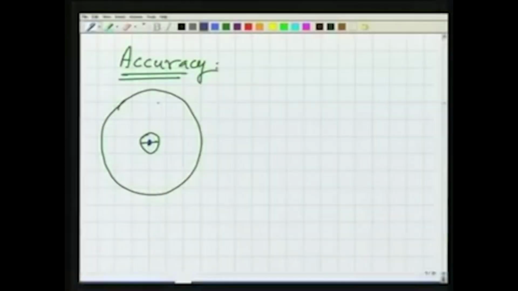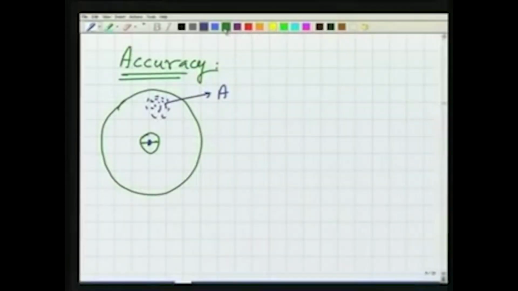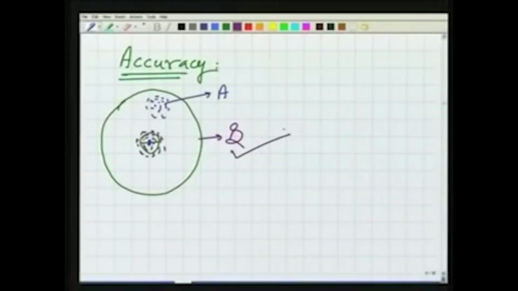Now, in one case you fire here. Let us say the fireman A, he fires here. In the second case, there is another fireman and he fires here. Now, out of A and B, who is more accurate? What is the meaning of accuracy? Obviously, you will say B is more accurate because he is firing nearer to the target, near to the bullseye, while A is not that accurate.